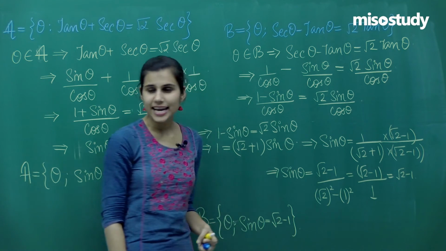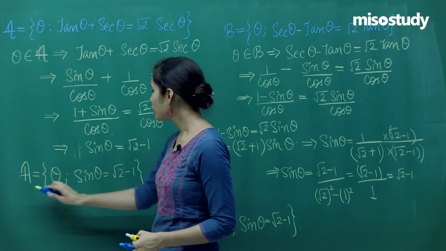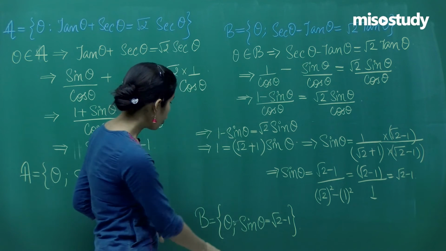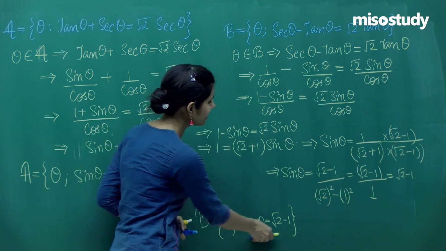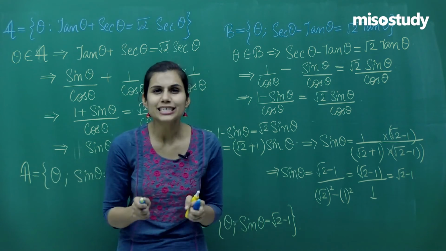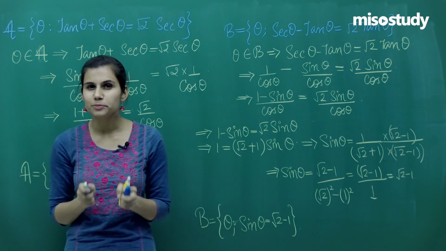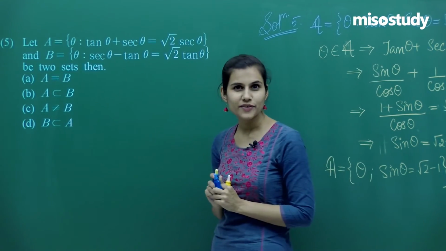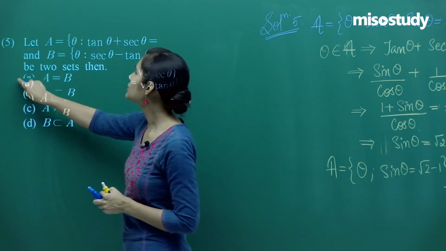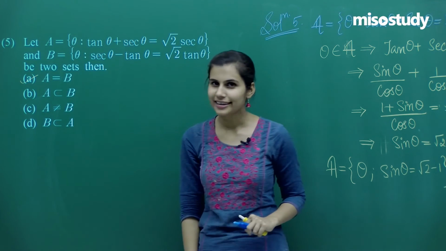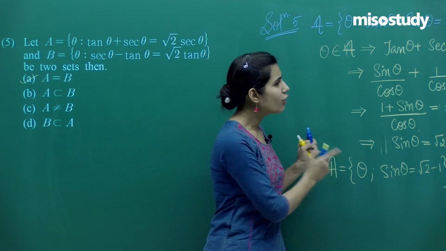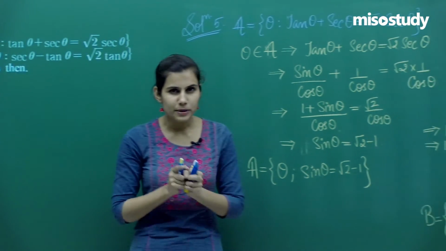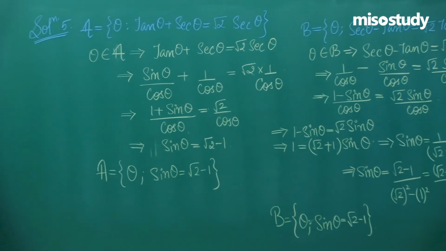What was my set A? Set A was all those thetas such that sine theta is root 2 minus 1. Set B is also all those thetas such that sine theta is root 2 minus 1. This means both set A and set B are equal sets. So, which is the option which verifies that? The very first option itself gives me the correct option, and this is how you have to proceed for solving this question. Quickly note this down and be braced up for the next one.